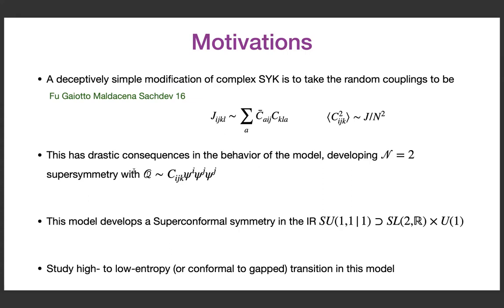For example, it develops N=2 supersymmetry with a supercharge given by this combination of fermions. Then the Hamiltonian is naturally given by the Q, Q bar anticommutator. This model was introduced in this paper by these authors, and it was shown to develop a superconformal symmetry in the IR with the group SU(1,1|1). This is basically a superconformal group that includes the bosonic conformal group SL(2,R), some U(1) R symmetry, plus some fermions. What we are going to do in this talk is to study these phase transitions in this particular model at non-zero charge, and we will find that they have a simple interpretation as opposed to the case of complex SYK.